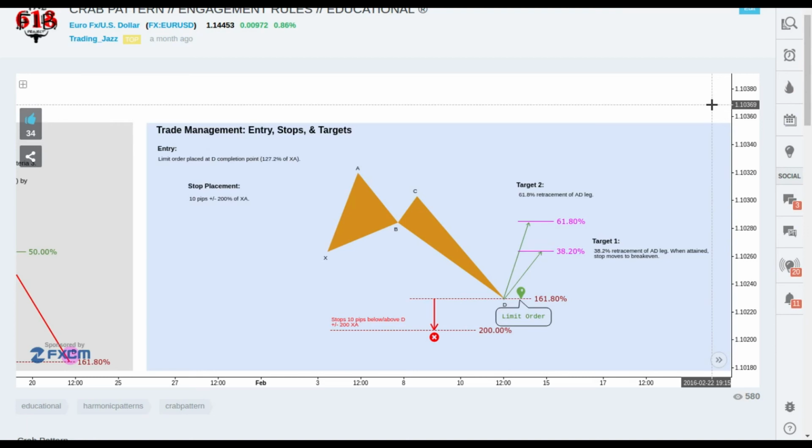Look left. Target 1. The 38.2% retrace of A to D leg. When attained, stop moves to break even. Target 2. The 61.8% retrace of A to D leg. This is the crab pattern.